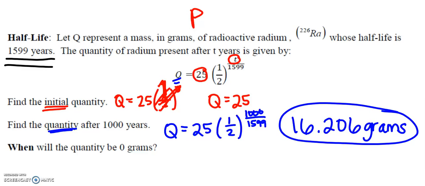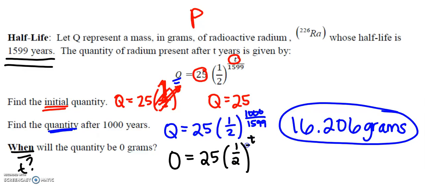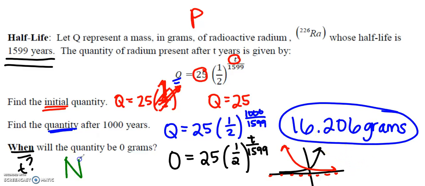This next one says when, so we're looking for a time t, will the quantity be 0 grams? Well, the quantity is going to be 0, t over 1599. Well, we learned back in our other videos that our exponential function has a horizontal asymptote at 0. In this case, we're talking about 1/2, which means we've got this reflection happening, still approaching 0, but since it's a horizontal asymptote, will we ever have 0 grams? And the answer is no.